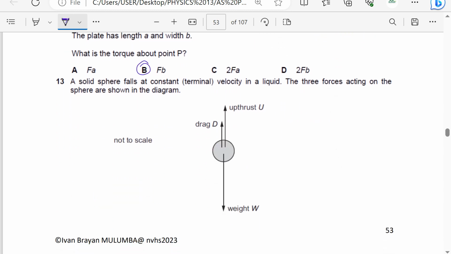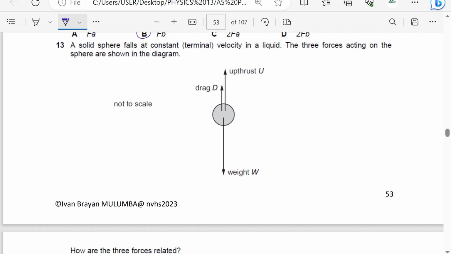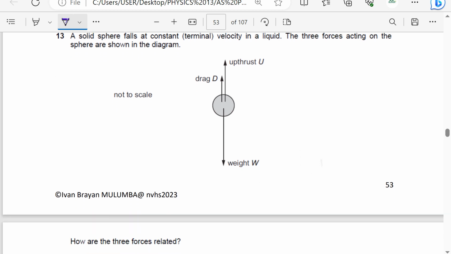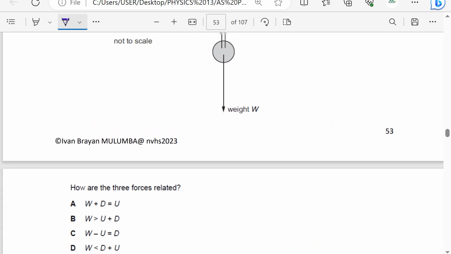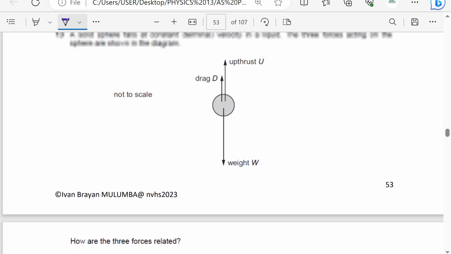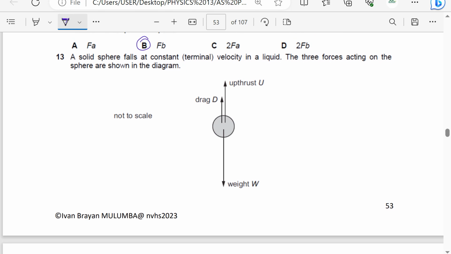A solid sphere falls at constant terminal velocity in a liquid. The three forces acting on the sphere are shown in the diagram, not to scale. How are the three forces related? So it falls at constant terminal velocity, which means the resultant force must be zero.